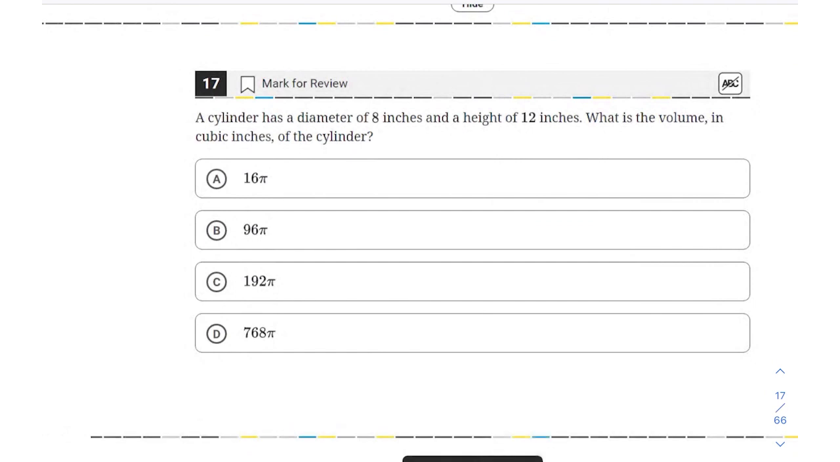Let's take a look at number 17. A cylinder has a diameter of 8 inches and a height of 12. What is the volume in cubic inches? So here, a cylinder is going to have a volume. And in your resources, they do actually give you that equation, but I think that's one that's worth knowing so that we don't have to take the time on test day.